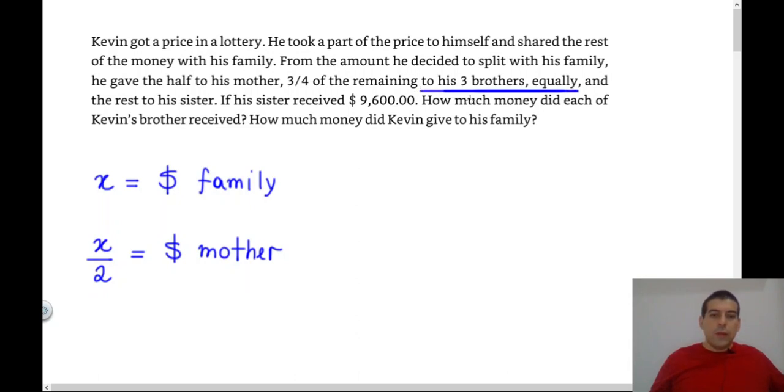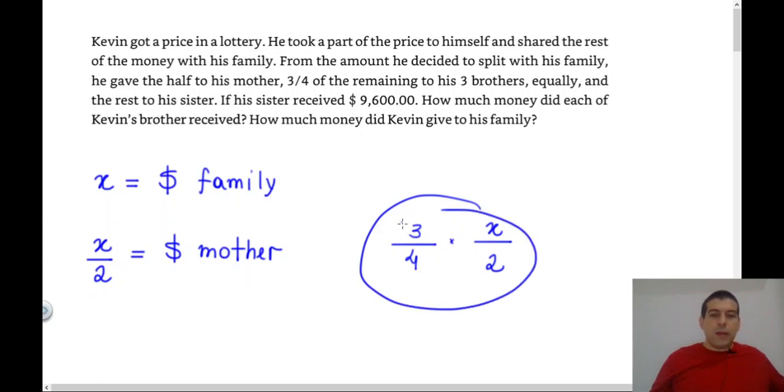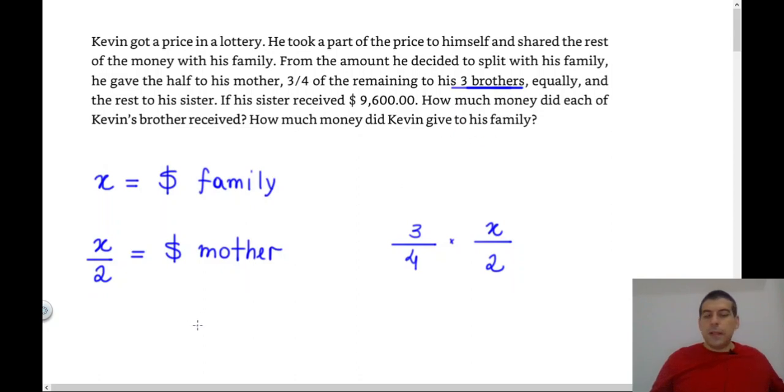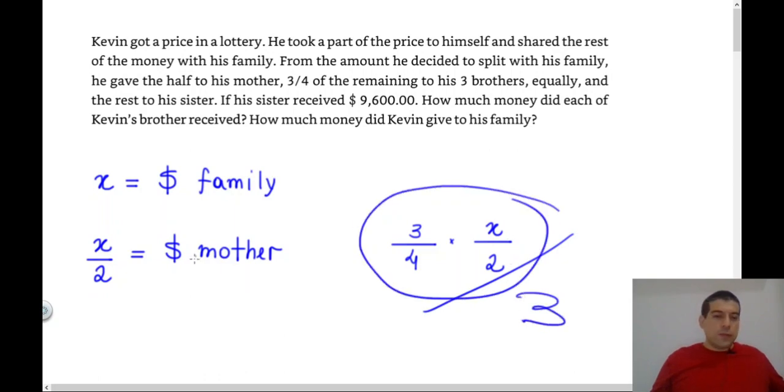brothers equally. So what does it mean? 3/4 of the remaining will be 3/4 of what? Once I know that he gave X over 2 to his mom, the remaining part will be X over 2. And 3/4 of the remaining, that is X over 2, will be the amount of money that Kevin will split with his three brothers. Okay, but if I need to represent the amount of money that each brother will receive, I need to take this quantity and divide by 3. Okay, divide this quantity by 3.